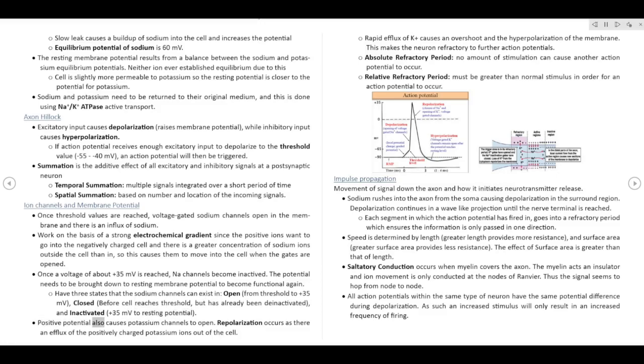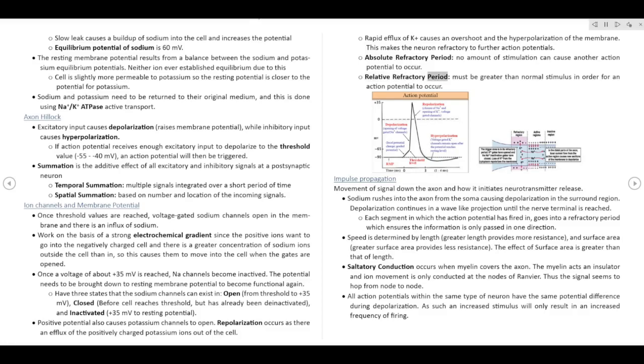Positive potential also causes potassium channels to open. Repolarization occurs as there is an efflux of the positively charged potassium ions out of the cell. Rapid efflux of K+ causes an overshoot and the hyperpolarization of the membrane. This makes the neuron refractory to further action potentials. Absolute refractory period, no amount of stimulation can cause another action potential to occur.